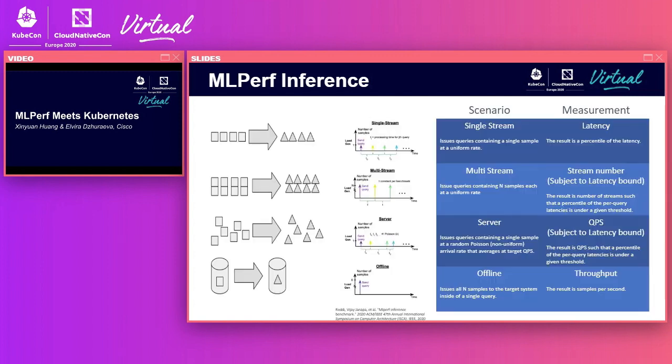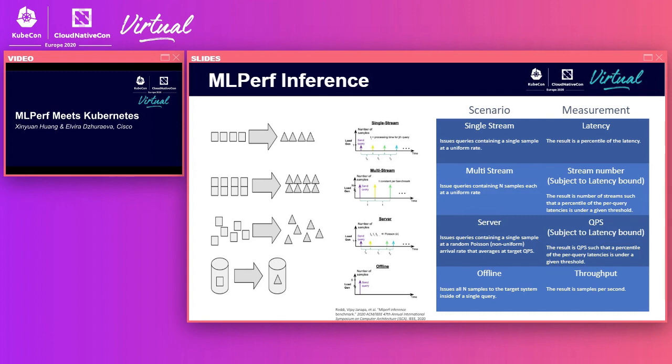The single stream scenario targets those use cases where inference queries come in at a constant rate and a single sample at a time. This is a case very commonly seen in things like video processing applications, especially in edge devices such as phones and cameras. The performance measurement of this scenario is to simply measure the latency of each query.